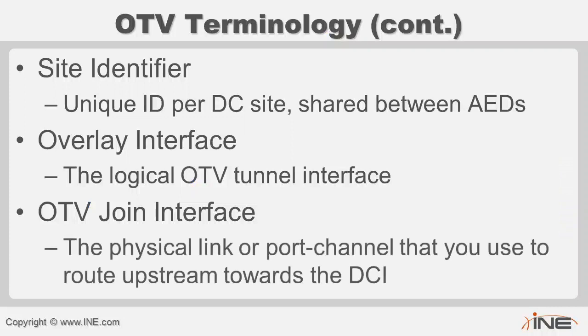So the join interface is going to be the physical link or the port channel that is used to route upstream towards the data center interconnect. And as it stands with current versions, the join interface cannot be an SVI. So it has to be either a physical link or a port channel, and that would be a layer 3 port channel because that's what we're using to route upstream towards the DCI.